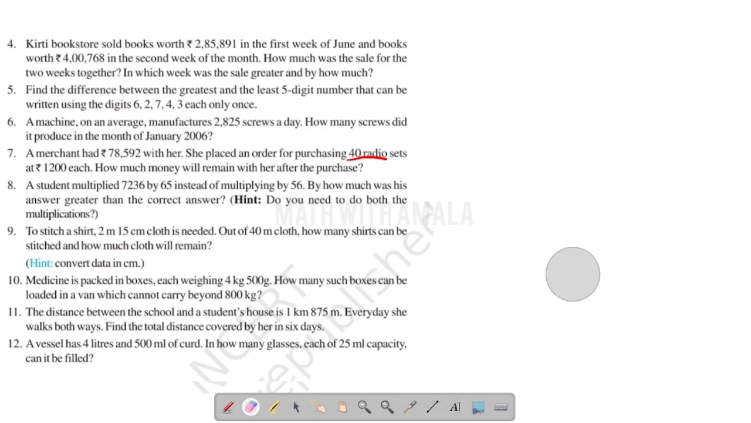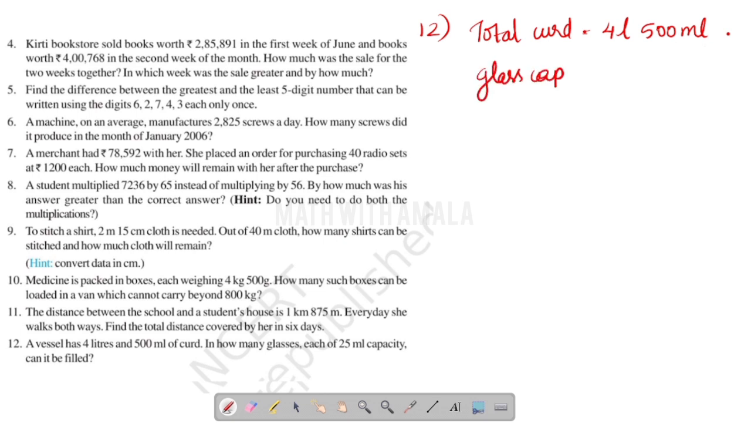Okay, the last problem, the 12th one. A vessel has 4 liters and 500 milliliter of curd. In how many glasses, each of 25 ml capacity, can it be filled? So the total curd in that vessel is 4 liter 500 ml. So we are taking a glass which has a capacity of 25 ml to take the curd from it.